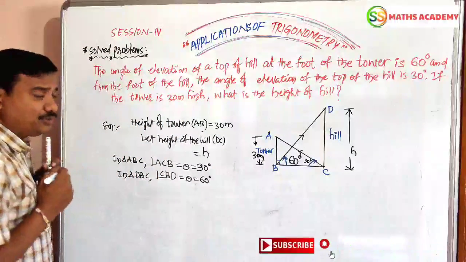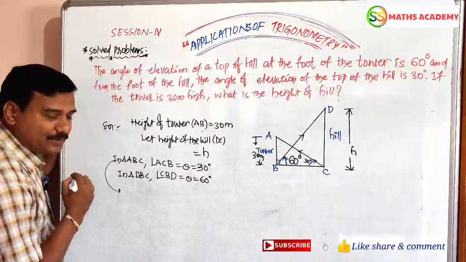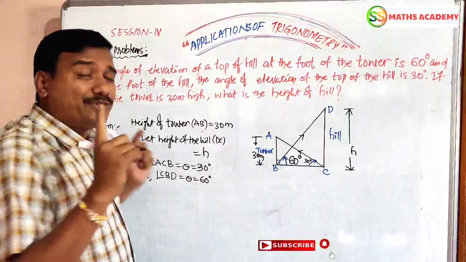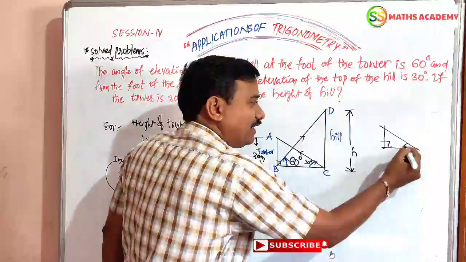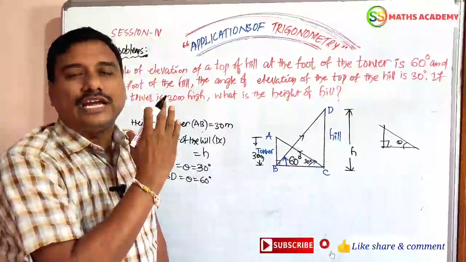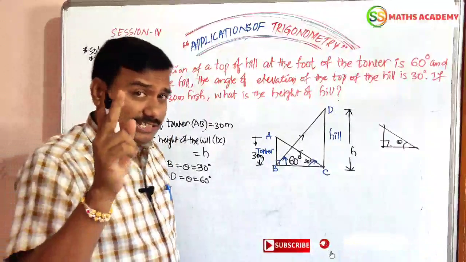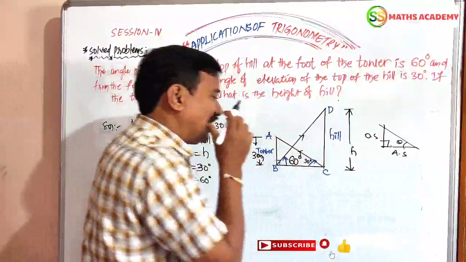Now friends, let us observe what I am doing here. In triangle ABC, by the concept of trigonometry, you know very well: where is the theta, where is the acute angle? The perpendicular side of the acute angle is the opposite side. This is the opposite side, and this is the adjacent side. Clear?